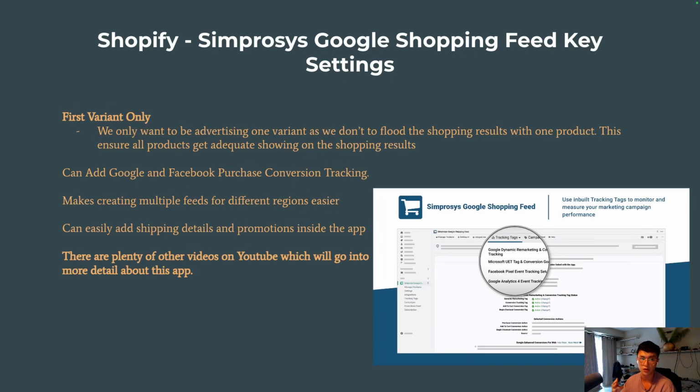Using the first variant only. We only want to be advertising one variant at a time because we don't want to flood the shopping results with the same product but in different sizes. This ensures all your products get an adequate showing on the shopping results.